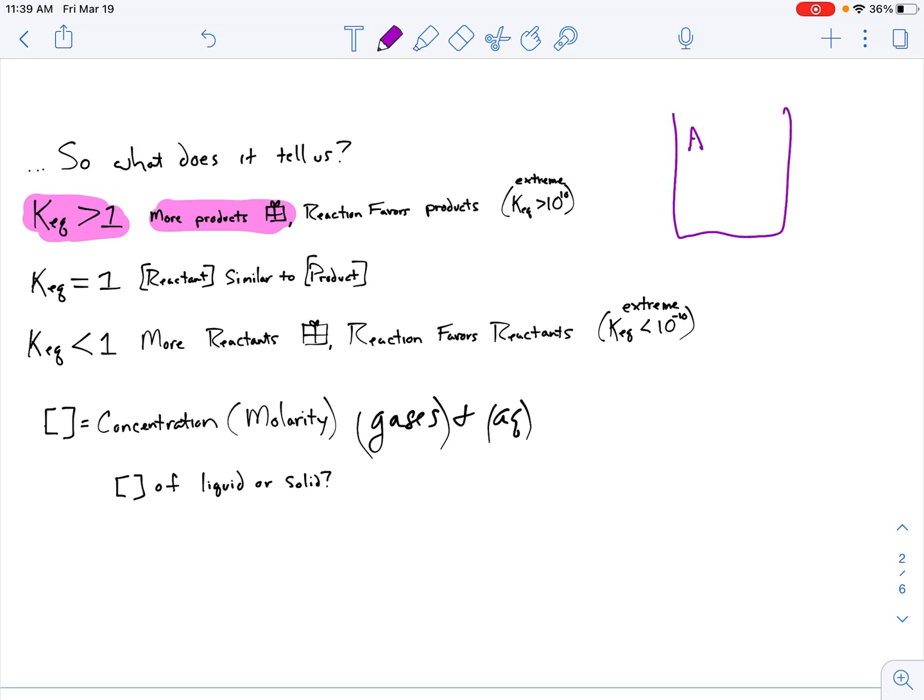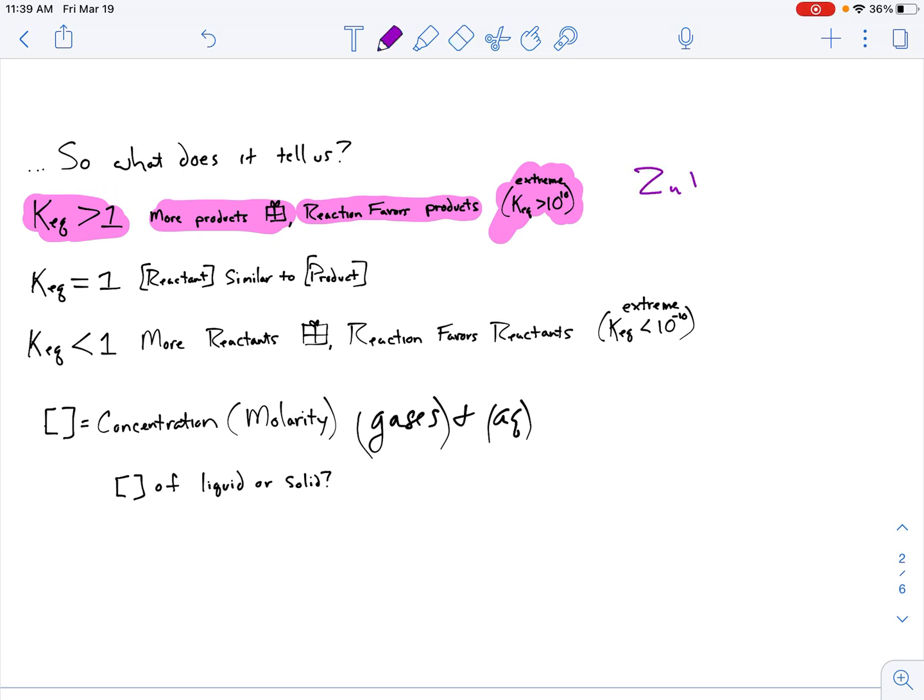So if this is my system, and I had A and B making C and D, if K is more than 1, I'm going to have a lot more C and D in my system. There's simply more of them, so they're a higher concentration. That means the reaction is going to favor the products. The bigger the value you get, believe it or not, the more favored it is.